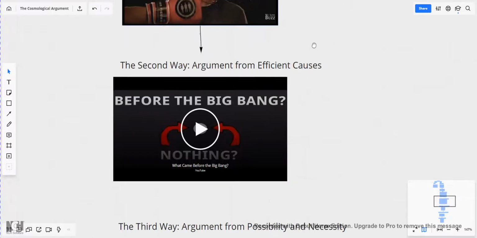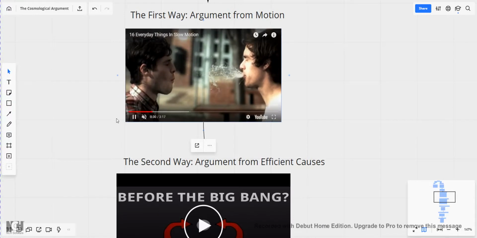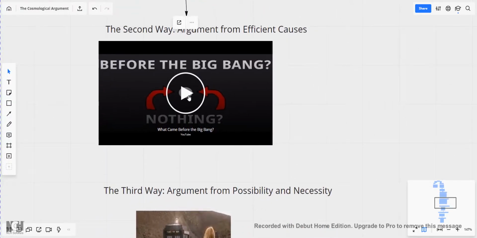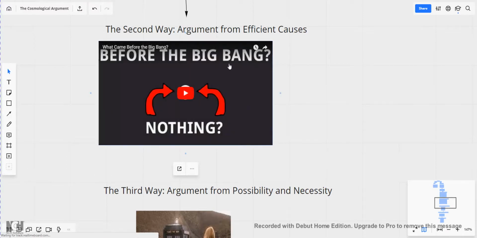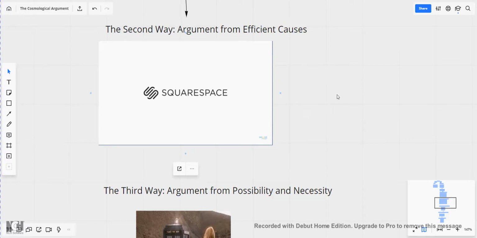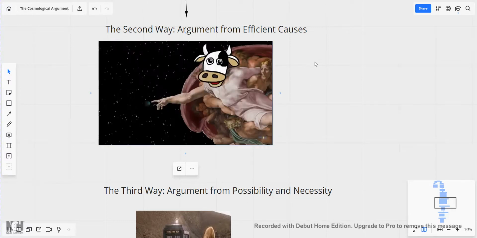The second way is what we call the argument from an efficient cause. And the efficient cause is pretty much what is the first cause, you know? And that's why I put the Big Bang here. You know, how did something arrive from nothing? And you can watch this video because the Big Bang is kind of a modern scientific explanation that uses a lot of the argument of the efficient cause, yeah?